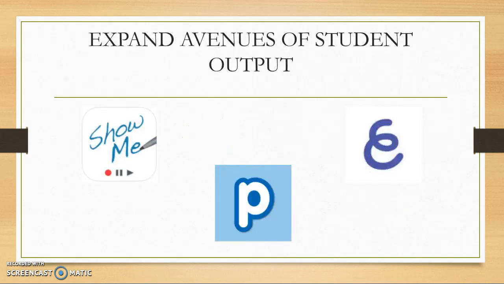Let's move on to expanding avenues of student output. So some examples of apps that you would use on a mobile device for this are Show Me and Explain Everything, which are similar whiteboard apps that allow students to annotate as well as talk about things to display their mastery. These are extremely flexible, and I recommend beginning with Show Me.